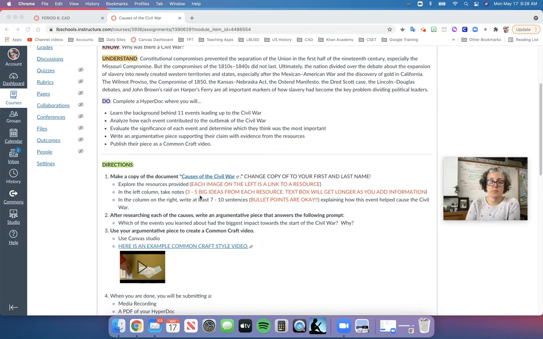If it goes on to the next page, no big deal. Okay. And then in the column on the right, you're going to write at least 7 to 10 sentences. Bullet points are okay, explaining how this event helped cause the Civil War.